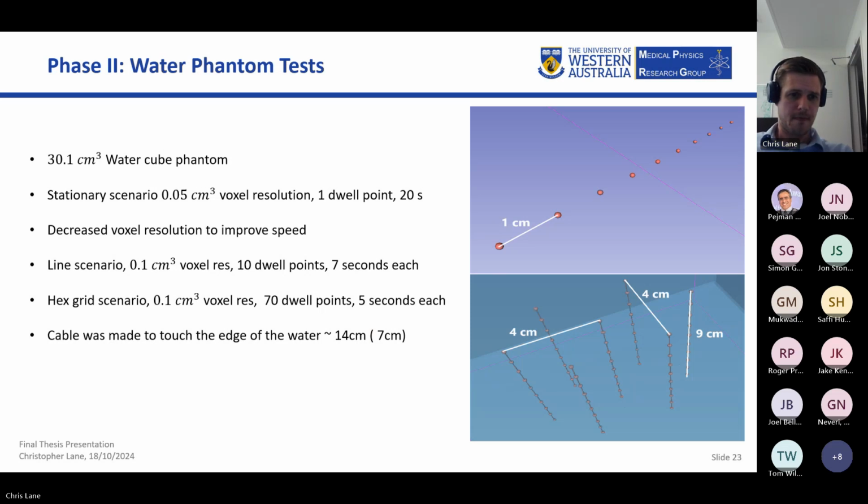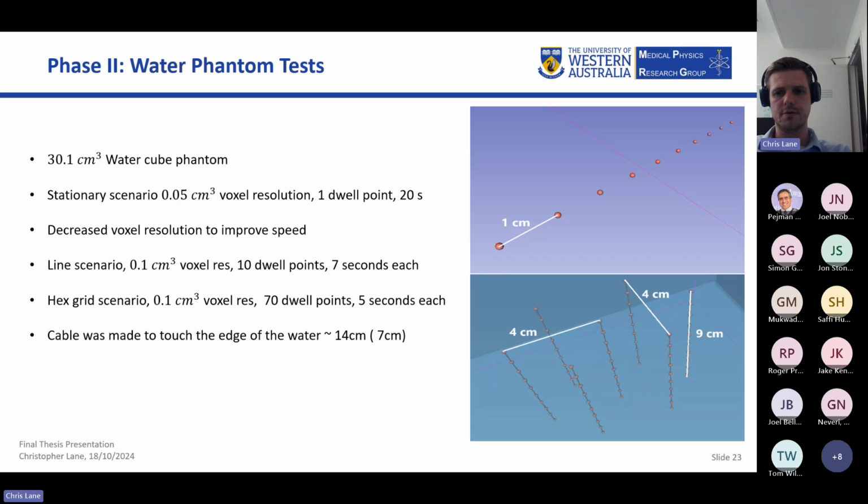So the line scenario is, as you can see in the top image, just dwell points 1 centimeter apart. There are, sorry, 10 of them. And each dwell time is 7 seconds each.